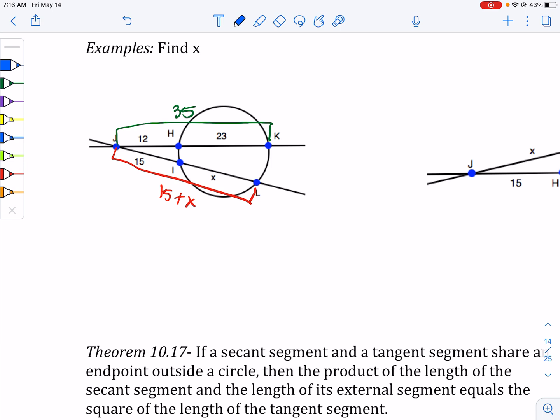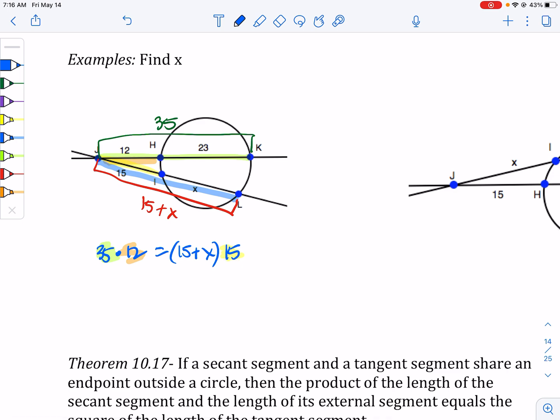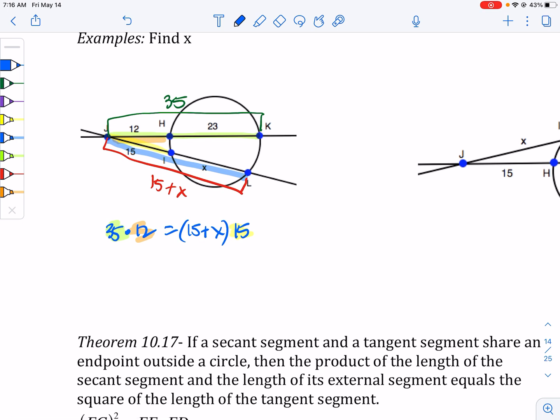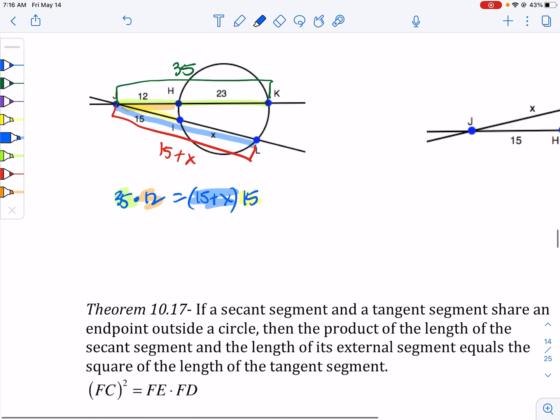So we're going to take the whole part, which is 35 in this case, times by the external part, which is the 12, equals the whole part, which is 15 plus x, and we're going to times that by the external part, which is the 15. I need the 15 plus x in parentheses. So now we can multiply.